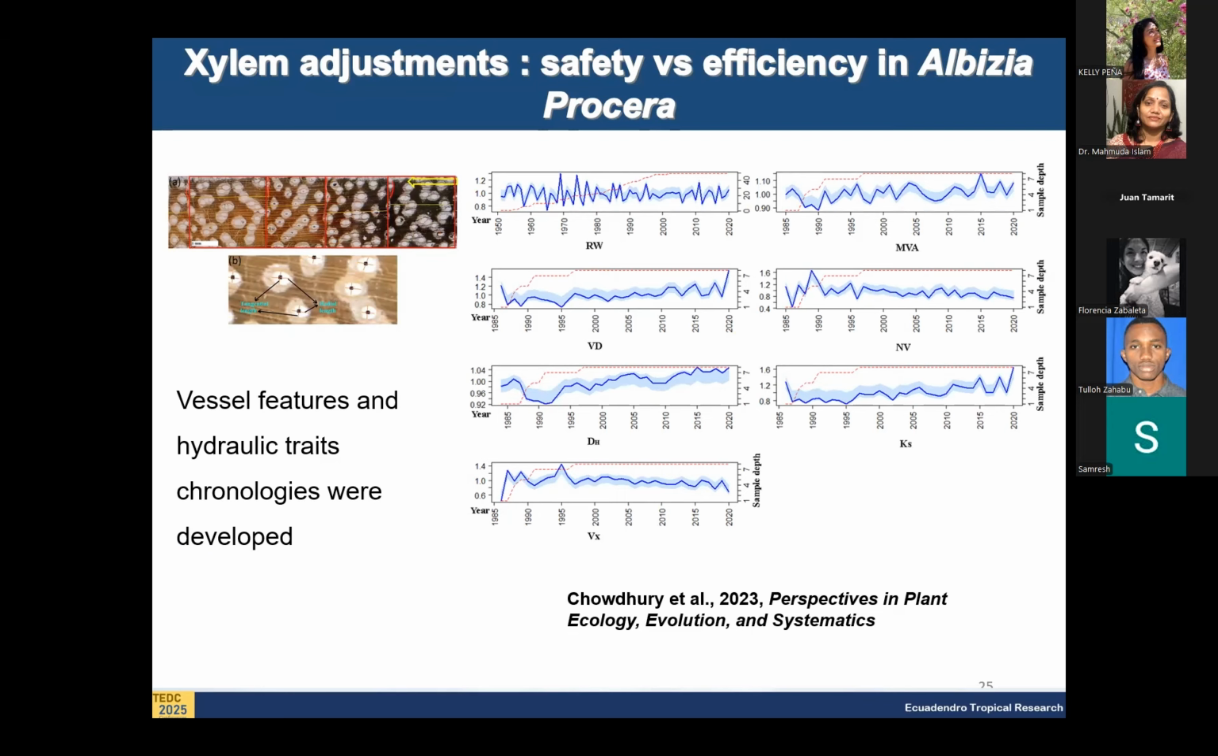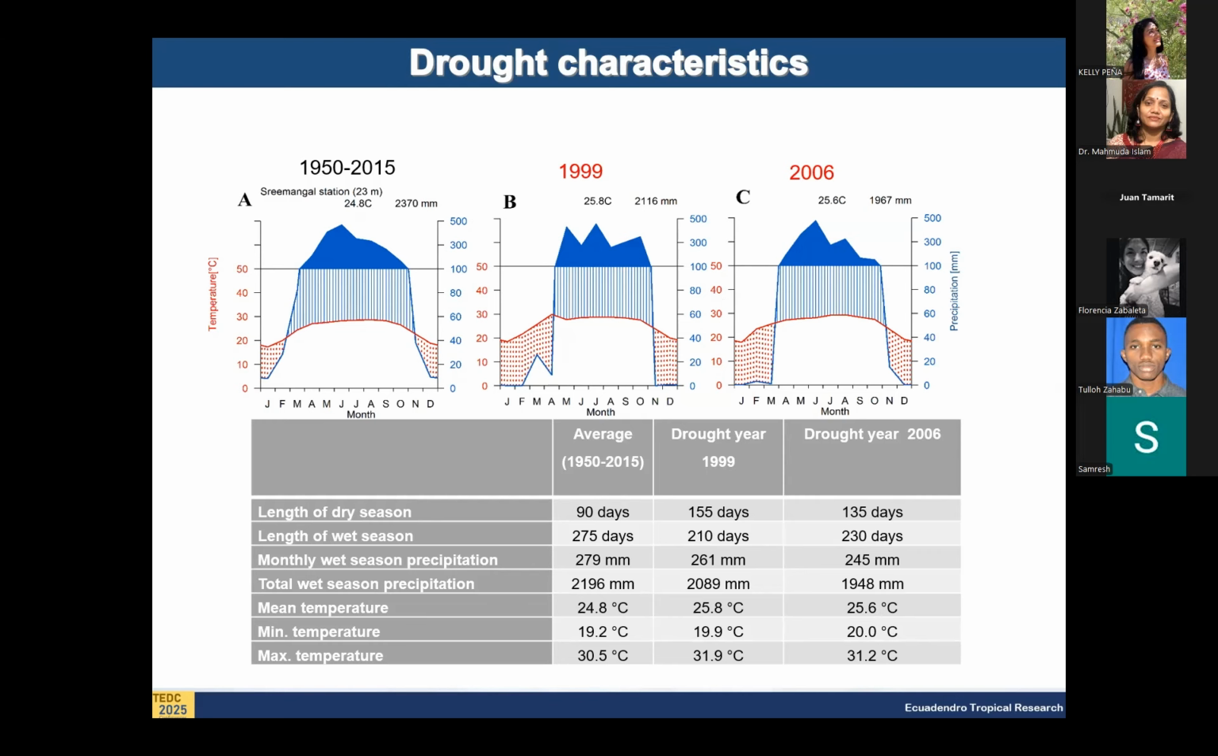By using cellular dendrochronology, we can also reconstruct extreme events like drought and flood. Also, we can correlate drought events and flood events by using cellular dendrochronology. In Bangladesh, there are several drought years and flood years. We tested two drought years, 1999 and 2006. In comparison to a normal year, the drought year had a longer dry season, a short growing season, low precipitation, and higher minimum and maximum temperature.